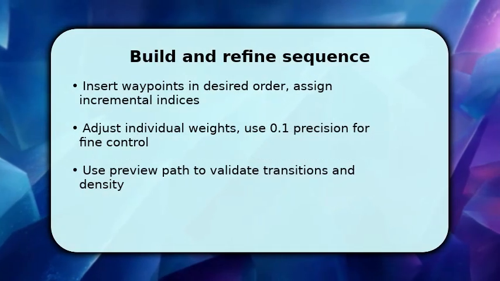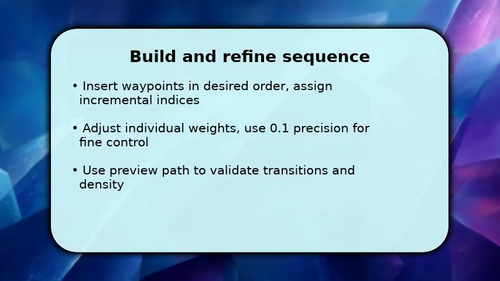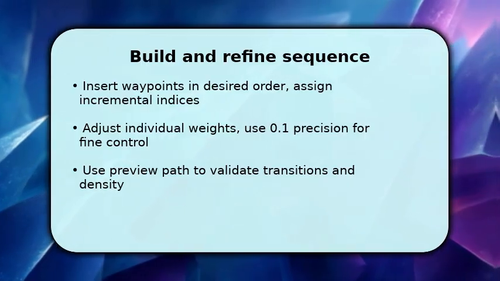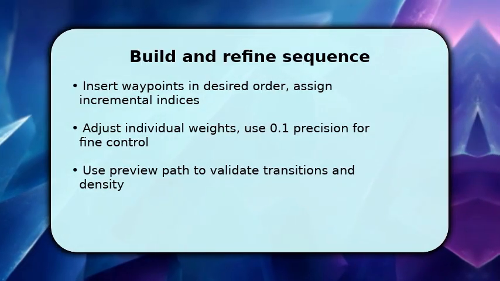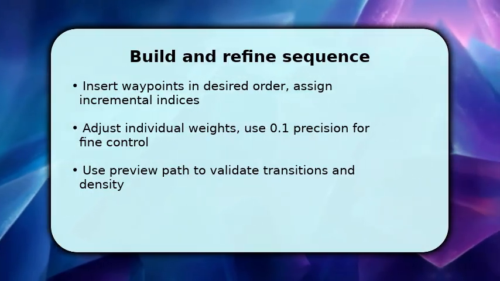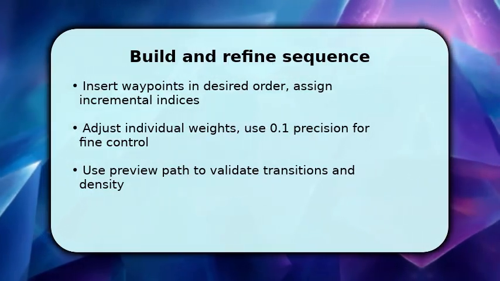You now assemble the ordered list. Insert waypoints sequentially and assign indices so the engine reads your intended route. As you add points, tweak each Coleweight value, use 1 decimal precision like 0.1 for subtle influence, higher weights pull path flow more strongly.